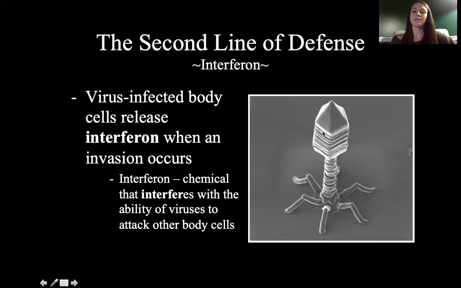So this is what one type of virus looks like. This is not what coronavirus looks like, but this is one type of virus. Lots of viruses have different structures, but you'll do an activity where you'll see a bunch of the different structures.